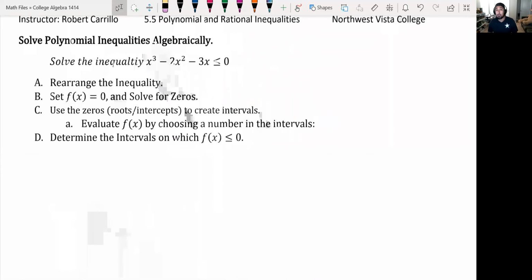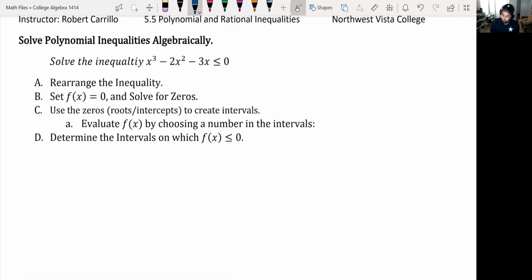Okay, so solve this inequality algebraically: x^3 - 2x^2 - 3x ≤ 0. The first thing we want to know is, can we rearrange the inequality? Meaning, is there anything to the right of the inequality?